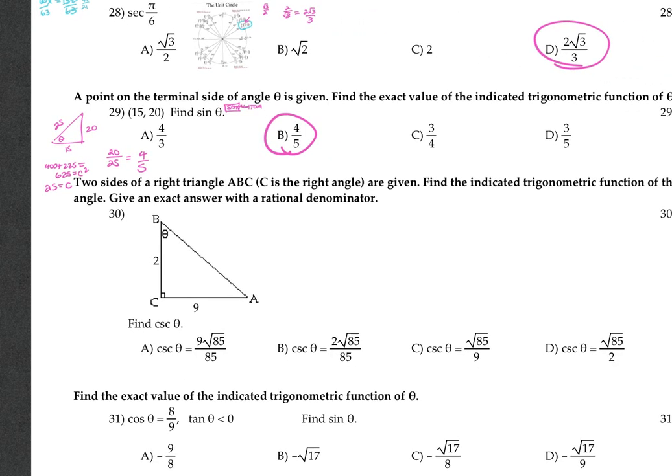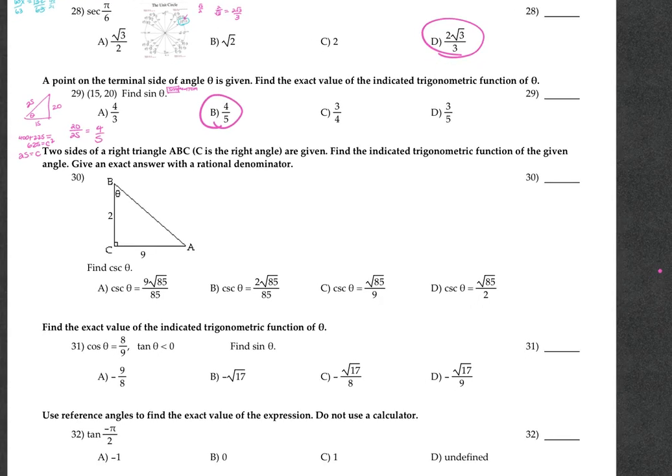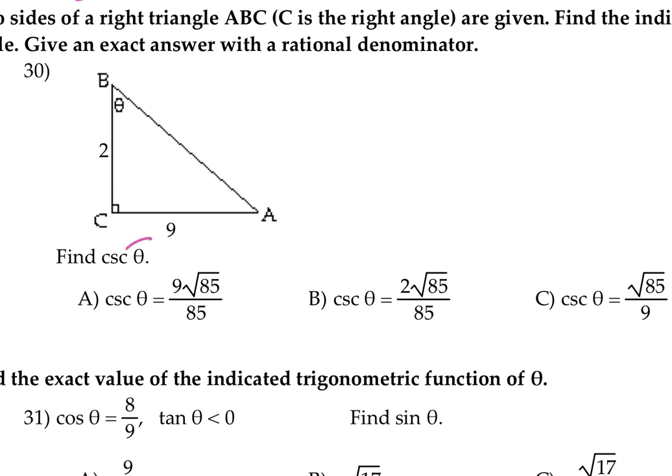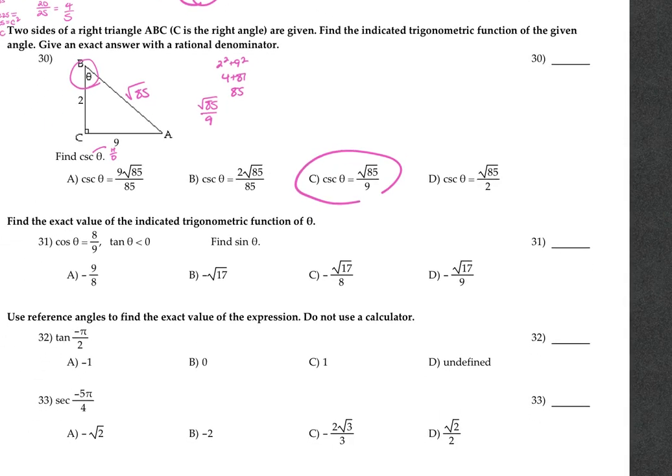30 says two sides of a right triangle are given. Find the indicated trig function of the given angle and then give an exact answer with a rational denominator. So for cosecant, which is a reciprocal of sine, it would be hypotenuse over opposite. I've got to find the missing side here. So 2 squared plus 9 squared, 4 plus 81 is 85, and this is the square root of 85. So hypotenuse and opposite of theta, which is up here at the top, opposite would be 9. Hypotenuse would be square root of 85. And I get C, square root of 85 over 9.